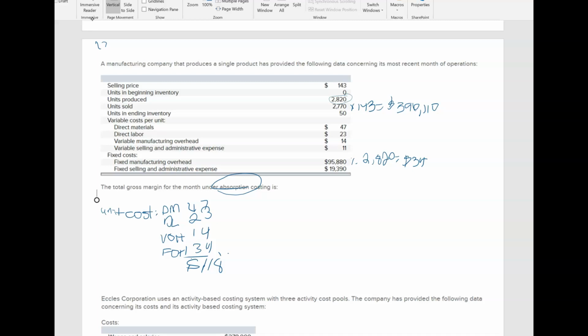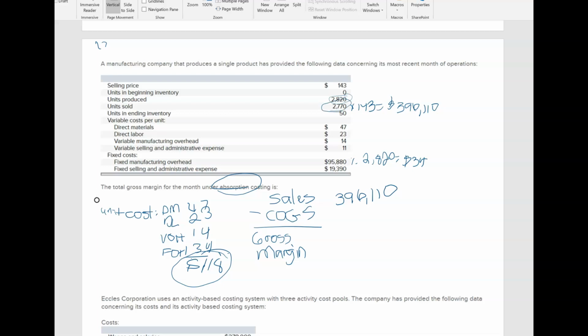Now to figure out our gross margin, we have our sales of $396,100, and from that we need to subtract our cost of goods sold, and that will give us our gross margin. To calculate cost of goods sold, we're going to take this $118 product cost and multiply it by the units sold.